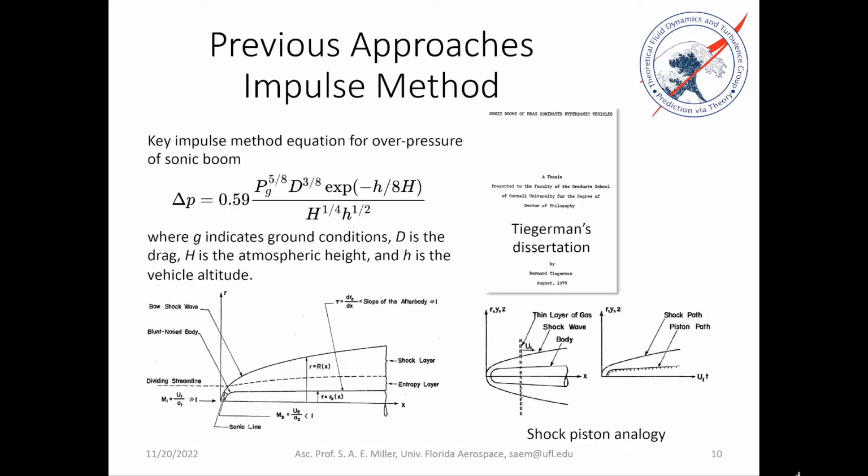Here's a particular equation from the impulse method, and it can be seen as just a simple algebraic nonlinear equation in closed form for the change in pressure at the ground. It can only predict the overpressure at the ground from an impulse of an infinitely long cylinder with spherical leading edge. This was published by Tiegerman in 1975 in his dissertation.